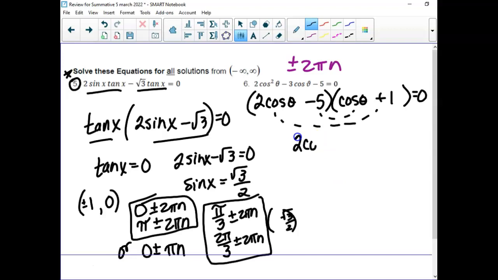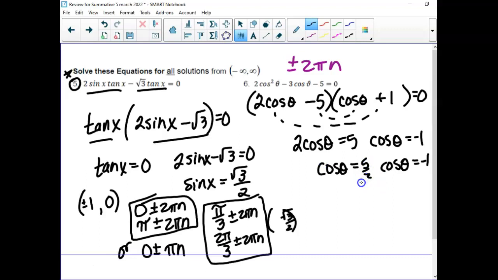All right, so we'd have 2 cosine equals 5 and cosine equals negative 1. I'm kind of skipping steps here because I'm worried about time all of a sudden. 5 halves is 2.5. Remember, the cosine only goes up to 1 and down to negative 1. So this one is garbage. The cosine is negative 1 only at pi, isn't it? So you'd say pi plus or minus 2 pi n.